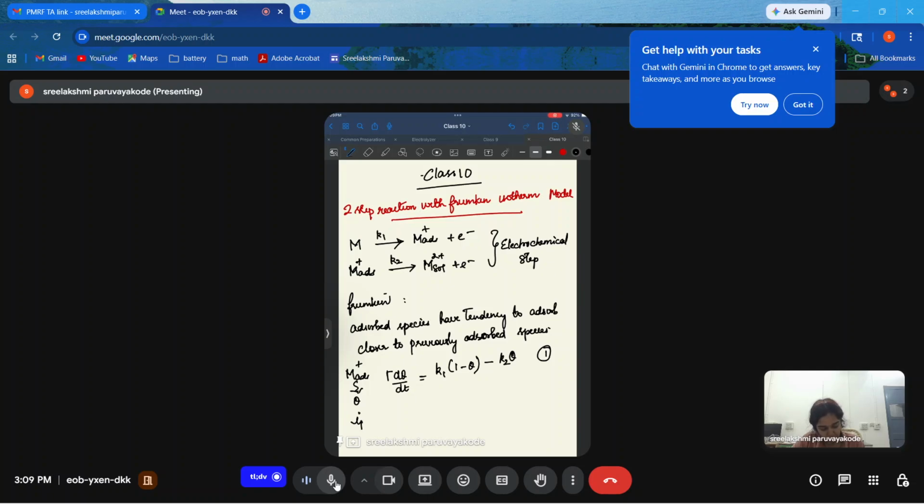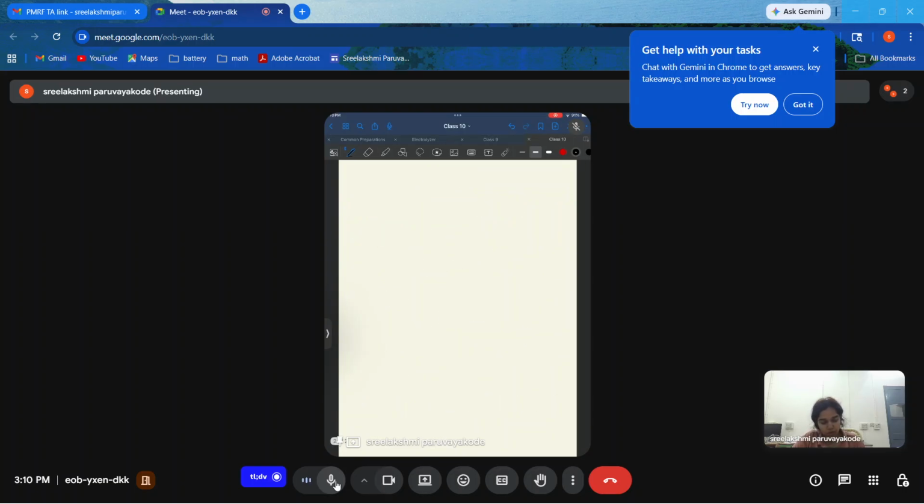Now, how do we write the current equation? It is nF into the rate of the reaction. Here n is 1, and the rate expression comes from both steps, because both are electrochemical steps, and becomes K1 into 1 minus theta plus K2 into theta. Okay, so both these equations are known to us. Now, what does the Frumkin adsorption isotherm model describe?